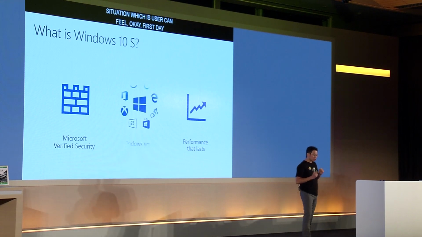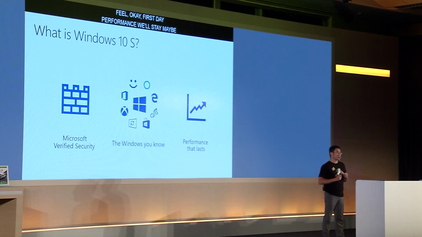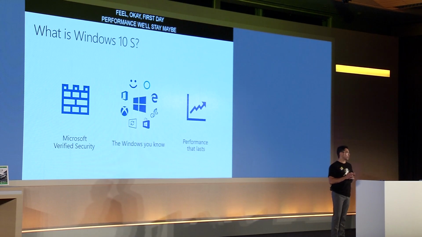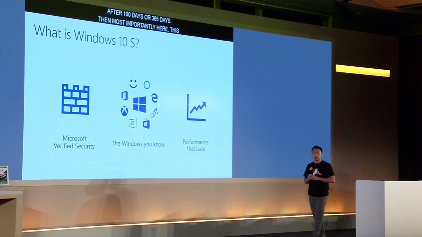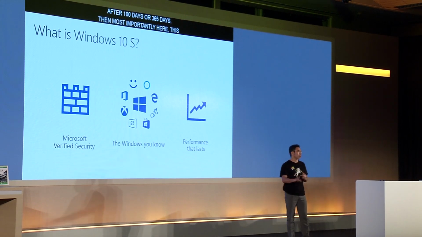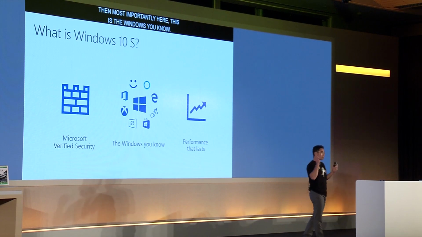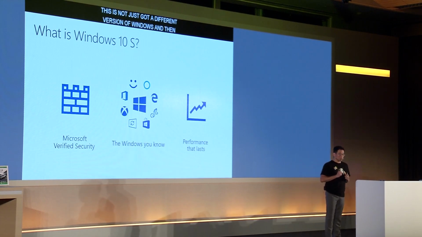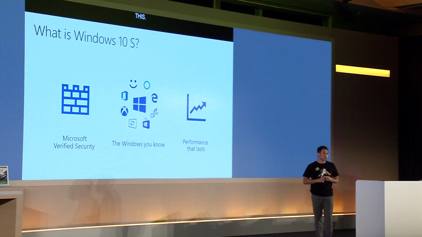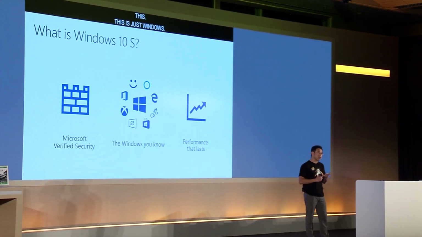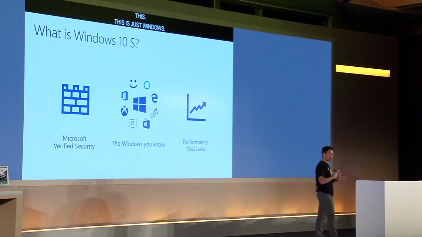And then most importantly, this is Windows, you know. This is not just a different version of Windows that people need to learn to use separately. This is just Windows. So you can use Windows Hello, Cortana, Edge, Pen, Touch, Store, Windows Update, Xbox, and Office. So basically, this is Windows. So that's the big value prop for Windows 10 S.